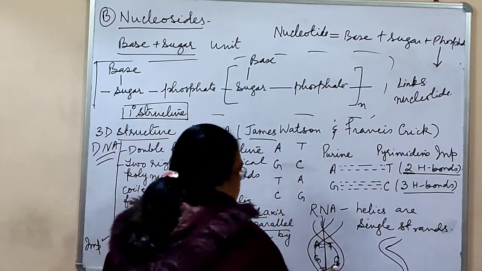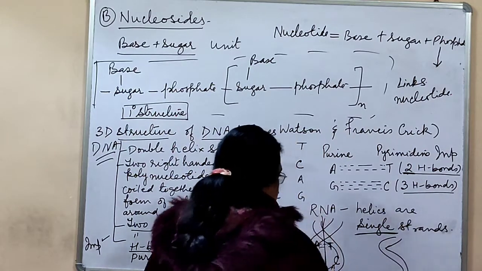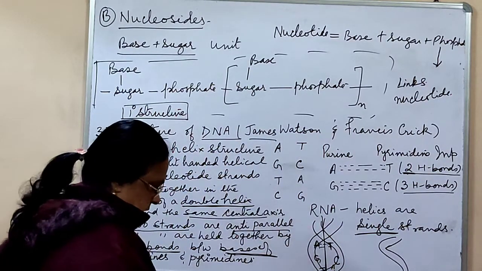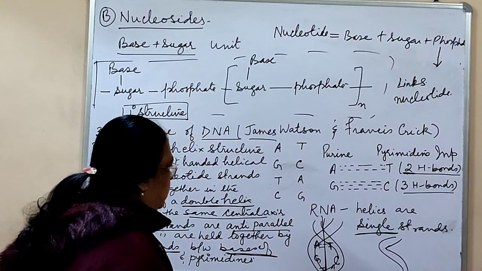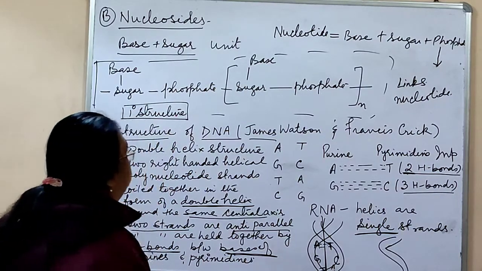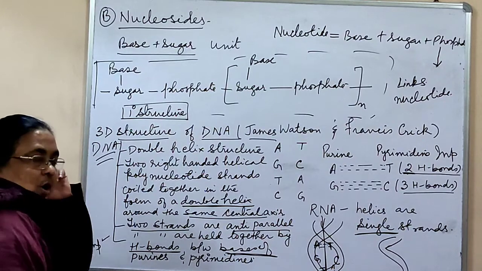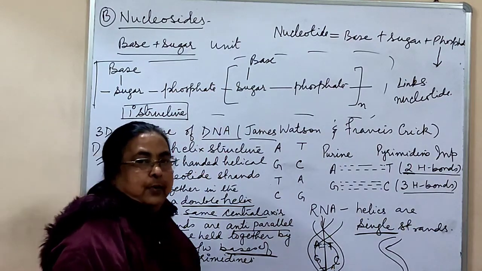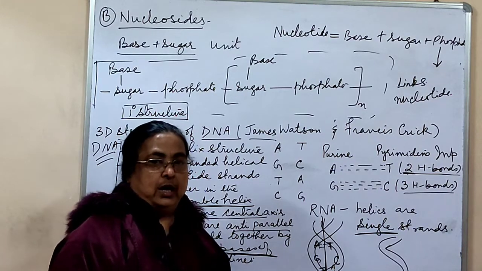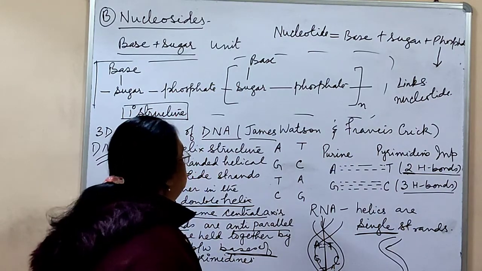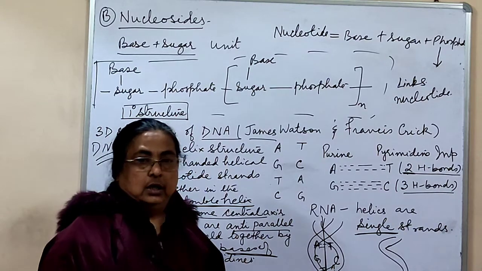And in RNA we have only a single strand. We don't need this hydrogen bonding because it is a single strand. The full form of DNA you know already, deoxyribonucleic acid, and RNA is ribonucleic acid. So only this much you have to do in nucleic acid.